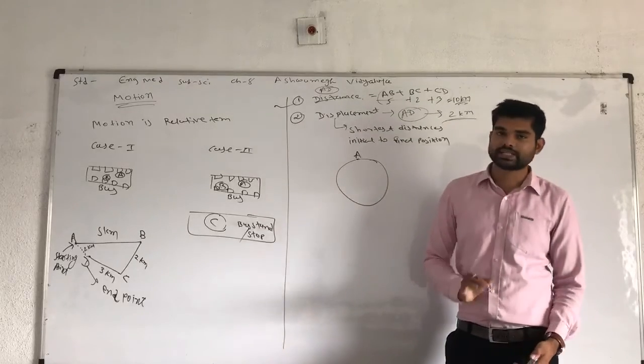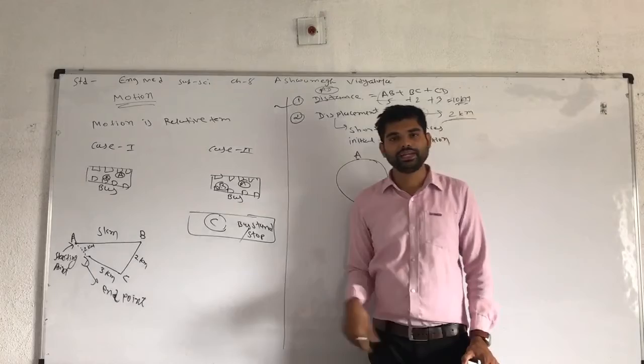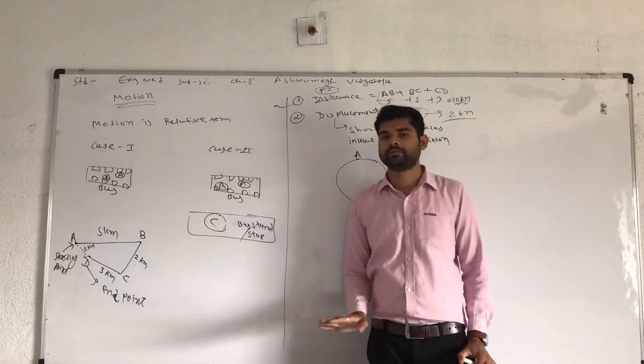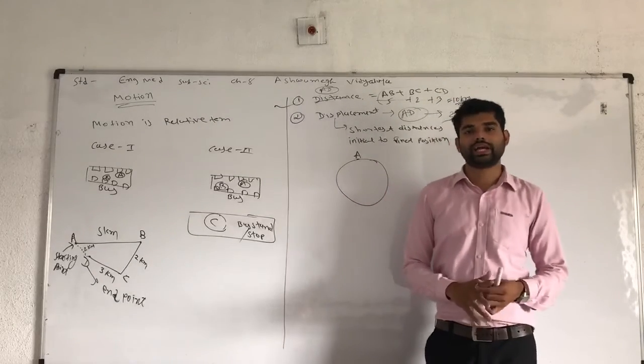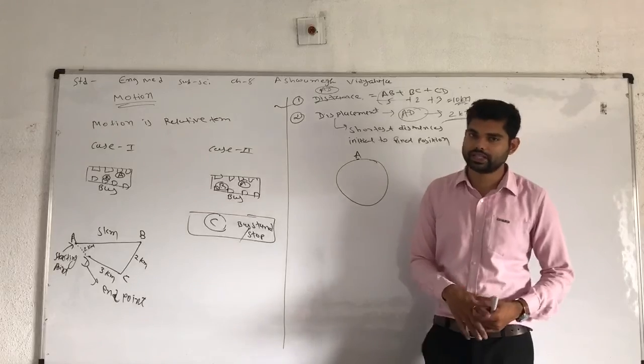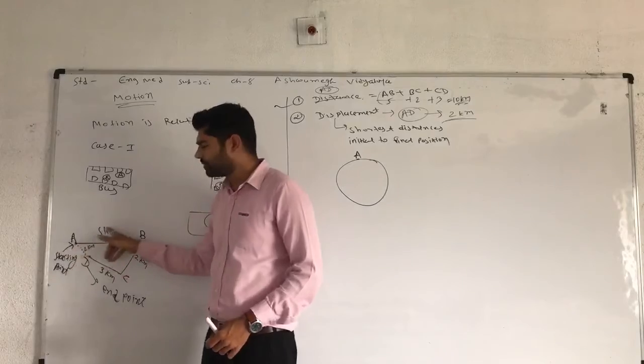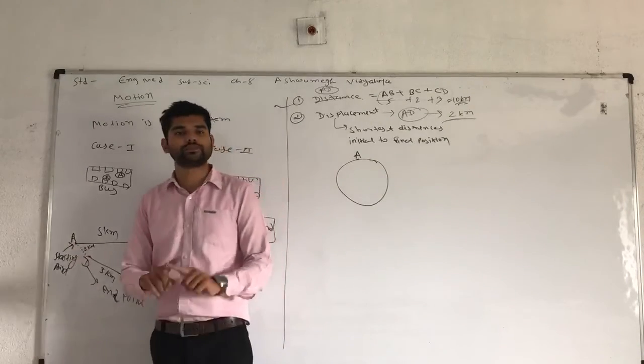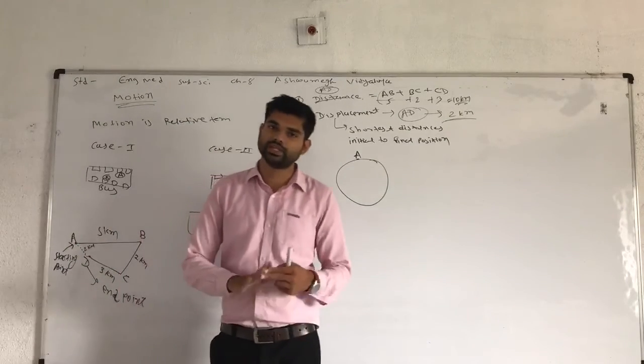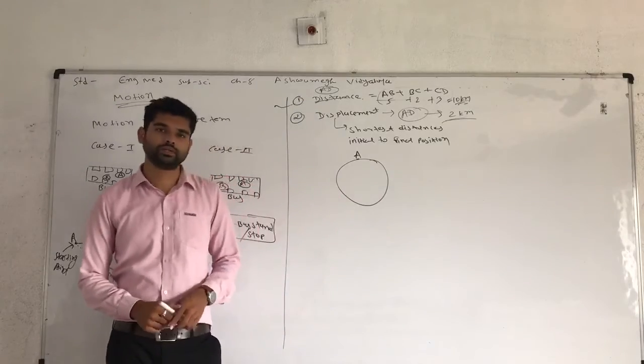So when the object starts from the initial position, completes its journey and comes back to the starting point, the displacement is 0. Suppose the journey starts at point A and is completed at point A. Then displacement will not be measurable, which means 0. The answer for displacement is 0.